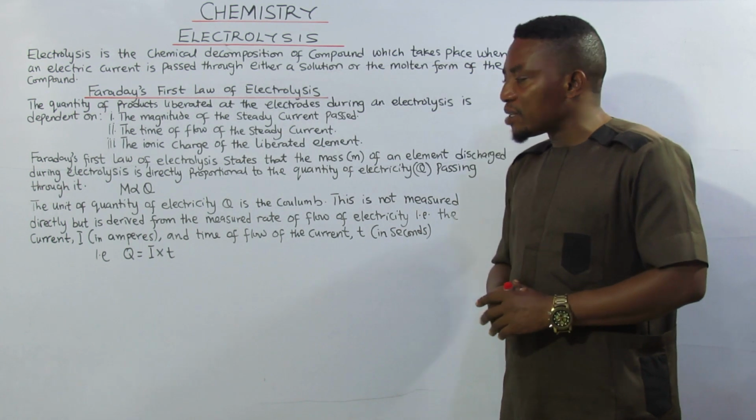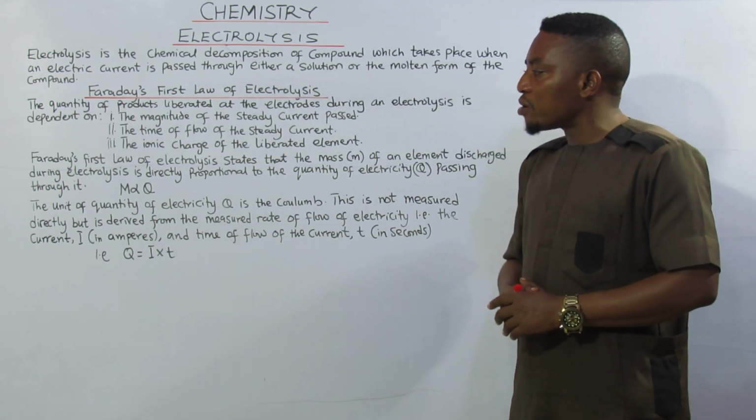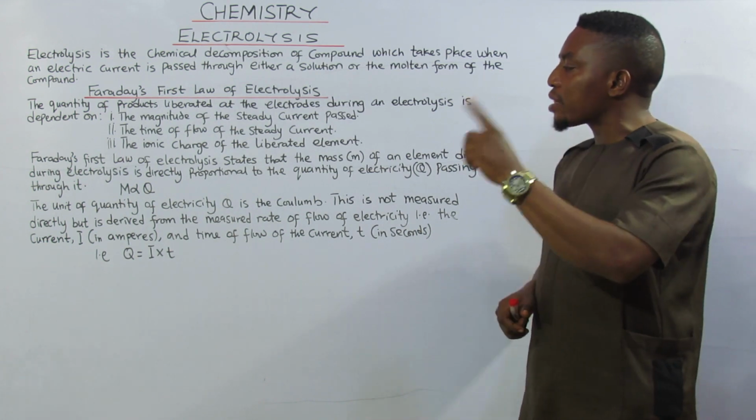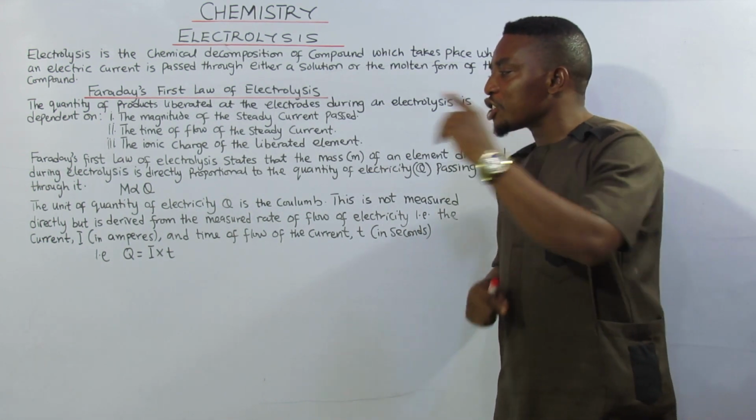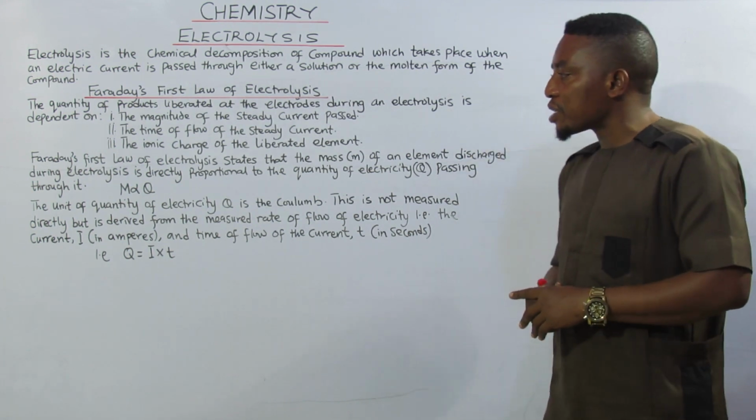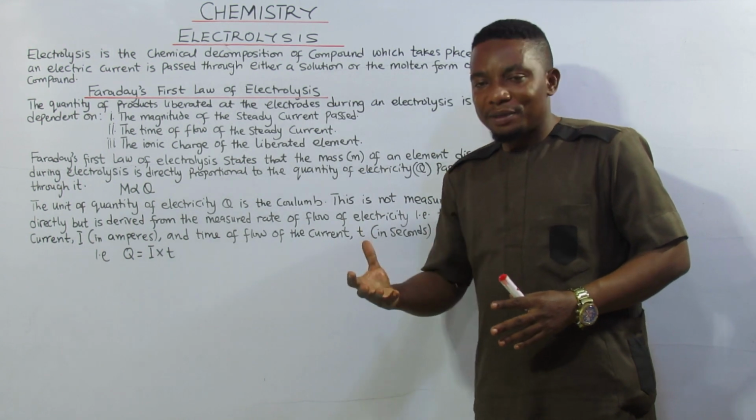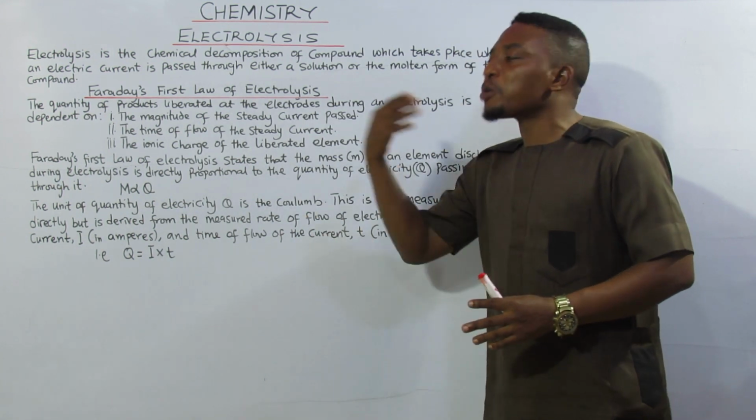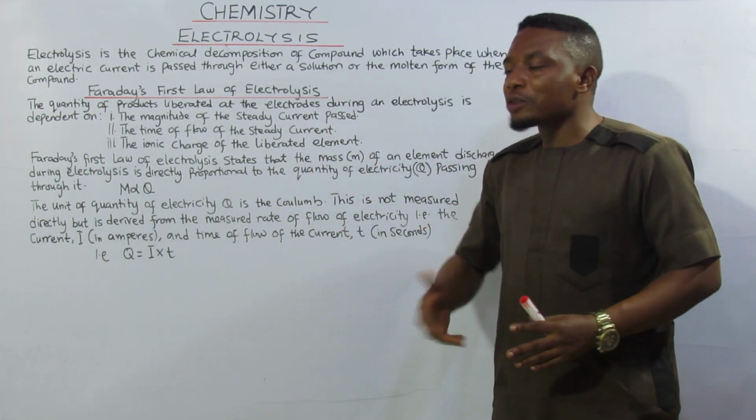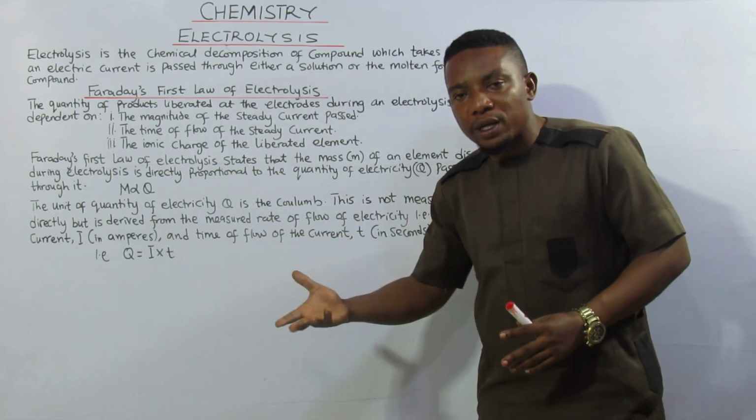The mass of an element discharged during electrolysis is directly proportional, they don't say inverse, to the quantity of electricity that passes through it. So the quantity of mass that is produced during electrolysis is directly proportional to the quantity of current that passes through it.